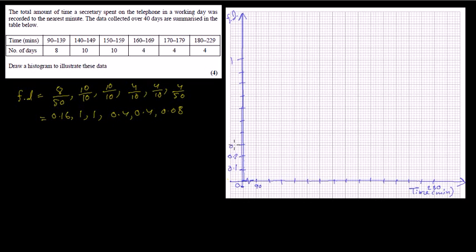So 0.1, 0.2, 0.3, 0.4, 0.5, 0.6, 0.7, 0.8, 0.9, and we have 1. So 90 to 139 means 90.5. It doesn't have to be that accurate. So before 90, this is 90.5, and 139.5 is going to be 90, 100, 110, 120, 130, 140. So this is going to be pretty big. So 139.5 is going to be near to 140. It doesn't have to be that accurate.